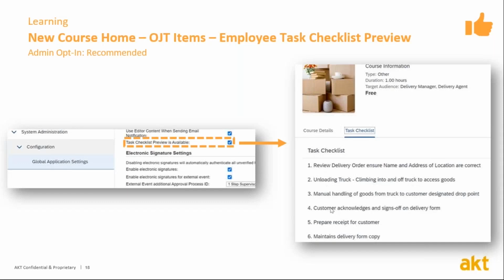This can allow the employee to prepare for the observation. This feature is an opt-in that can be enabled from global application settings by turning on the task checklist preview is available feature. Pay attention that this feature is available only for customers who will be using the new course home feature. It will not be available for customers who keep using the first generation item details page.